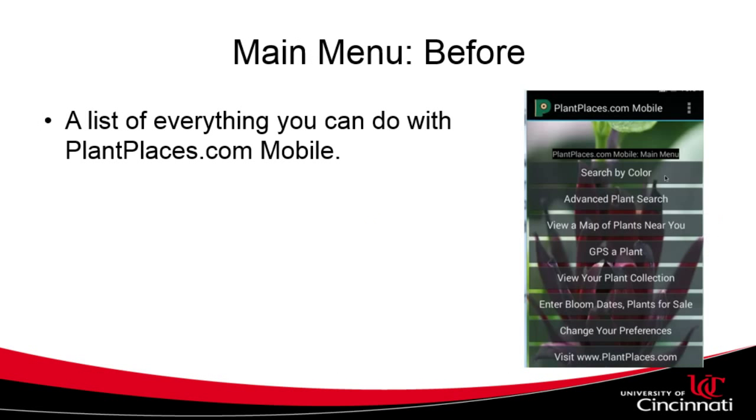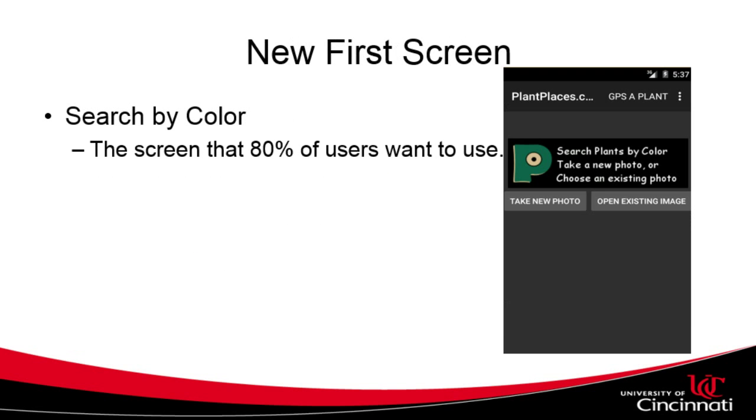Another problem with main menus is that I was promoting certain things to the very front, to the very top, which really should not be promoted. Things like change your preferences. That should really be hidden, to be honest with you. It shouldn't necessarily be totally hidden, but it shouldn't be the first thing the user sees. Visit planplaces.com. That's something you would open a browser. You wouldn't go to this app to do that. So there were a lot of things that were unnecessarily promoted to the first screen.